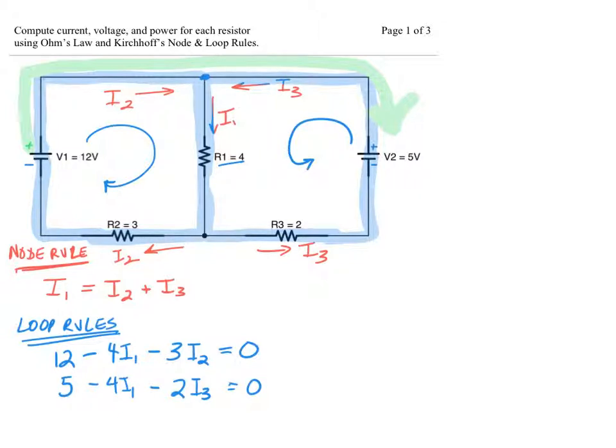Just for giggles, that would be 12. And then we'd go downhill through that battery, and then we'd go uphill, so to speak, backwards through that resistor. That means that would be a plus 2I3. And then if we continue, now we're going downhill through that resistor, so to speak, minus 3I2. And then we'd go back to source, and that would be 0.